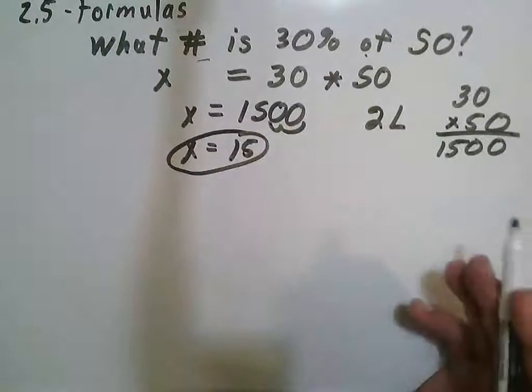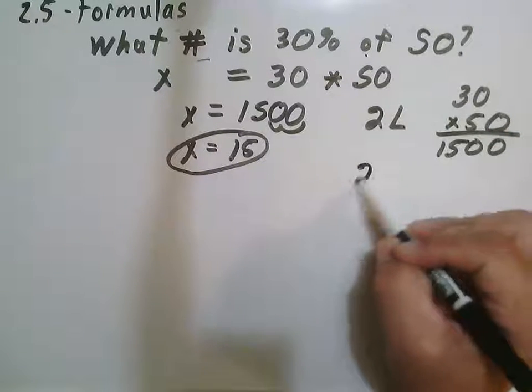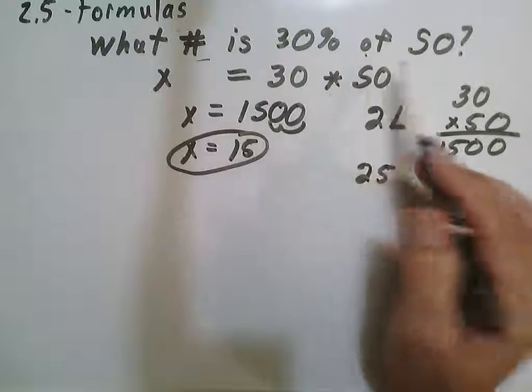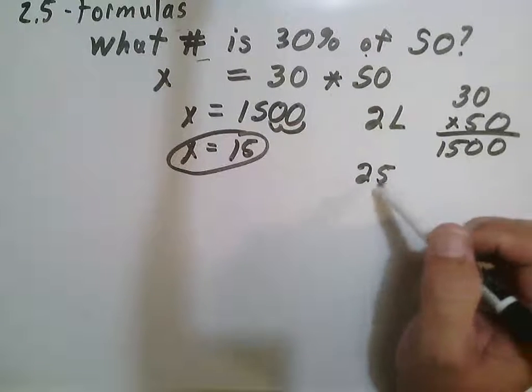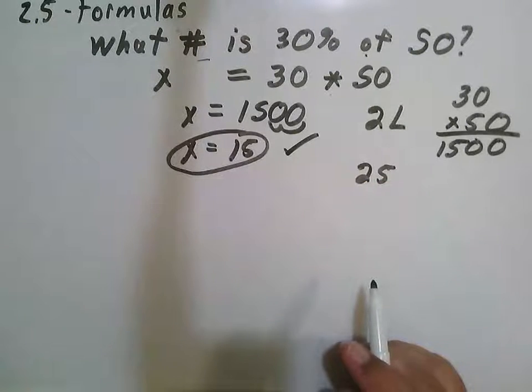And now let's just go back and look at that logically. 50% of 50 would be 25, and 30% is less than 50%, so I know my number should be somewhere between 0 and 25, and sure enough, it's at 15.